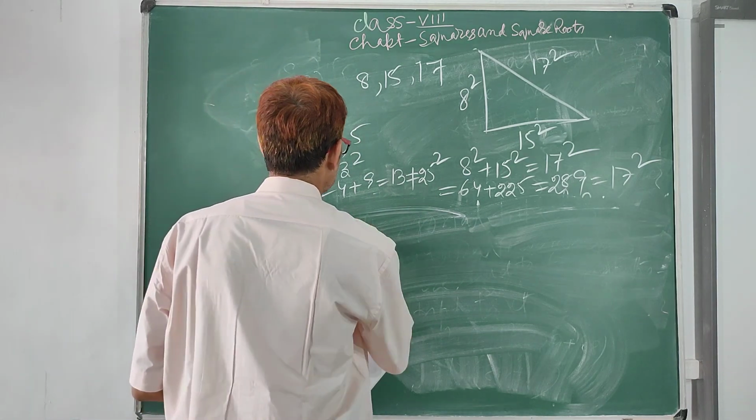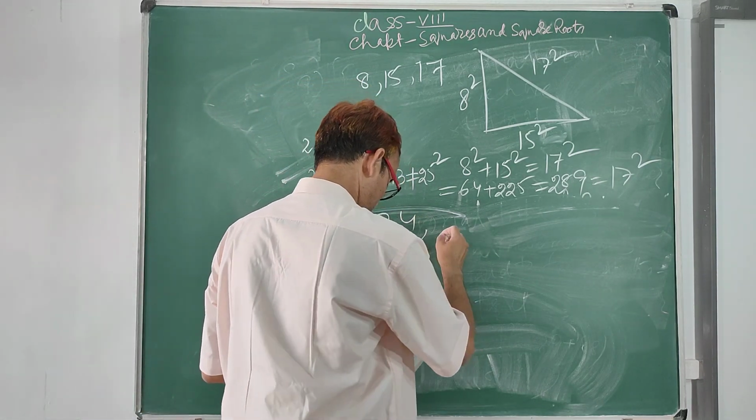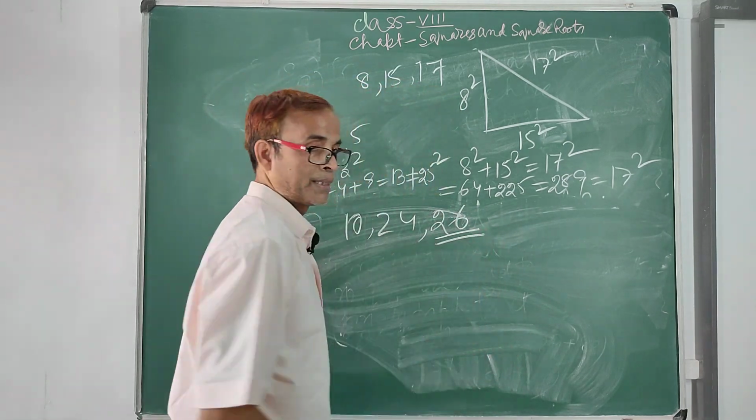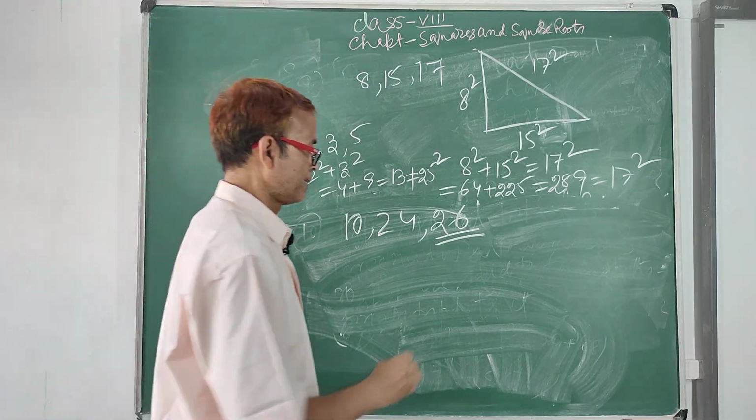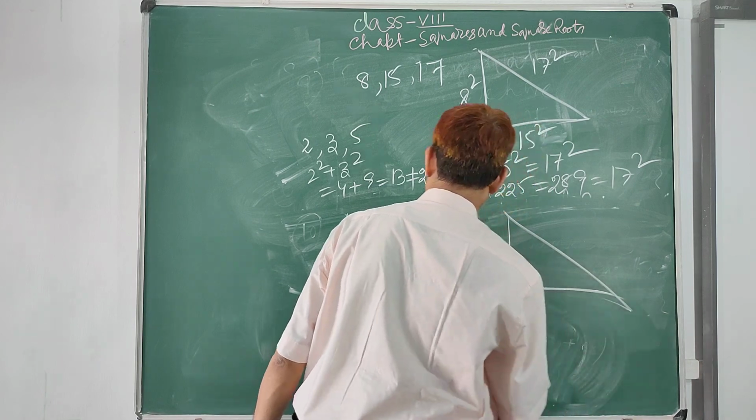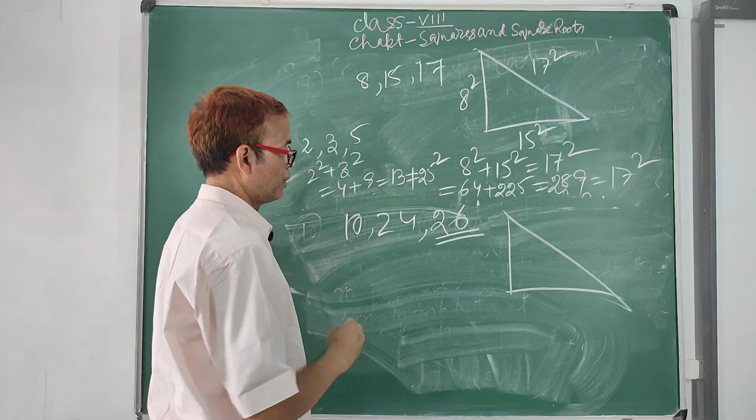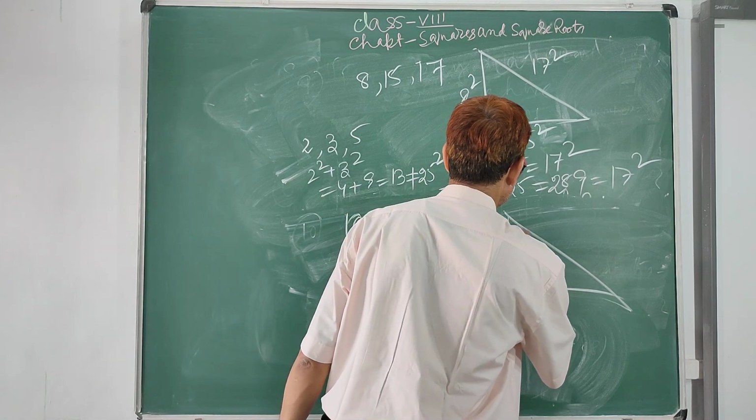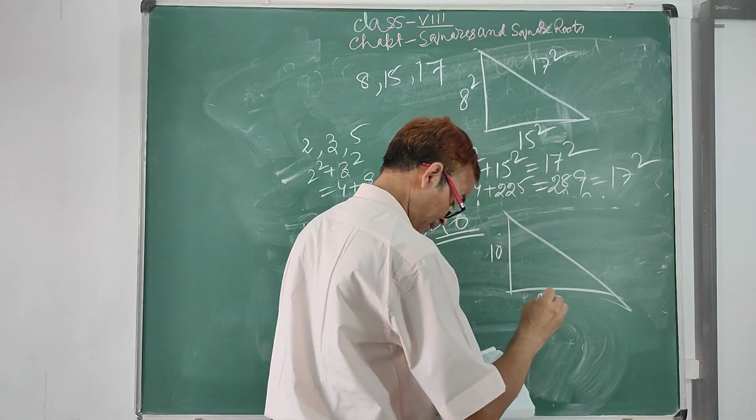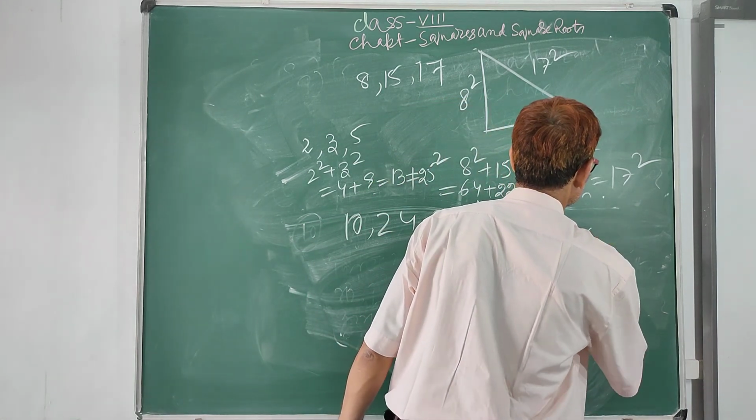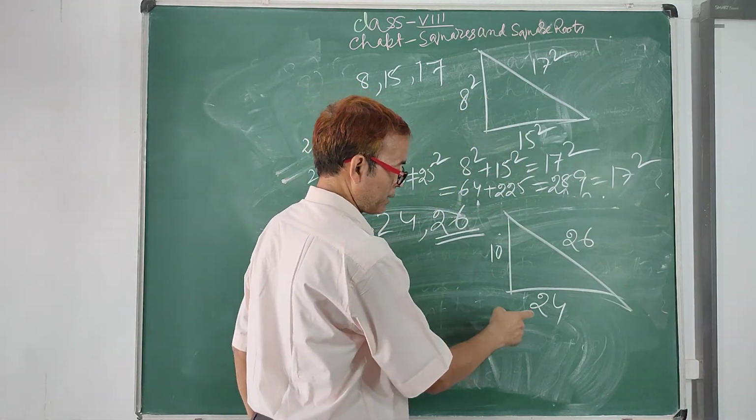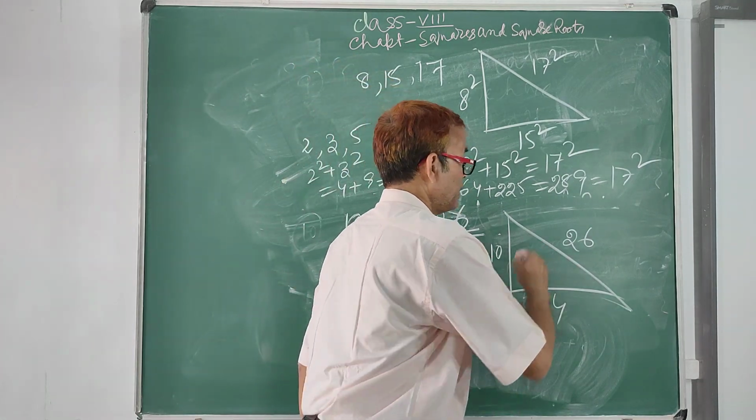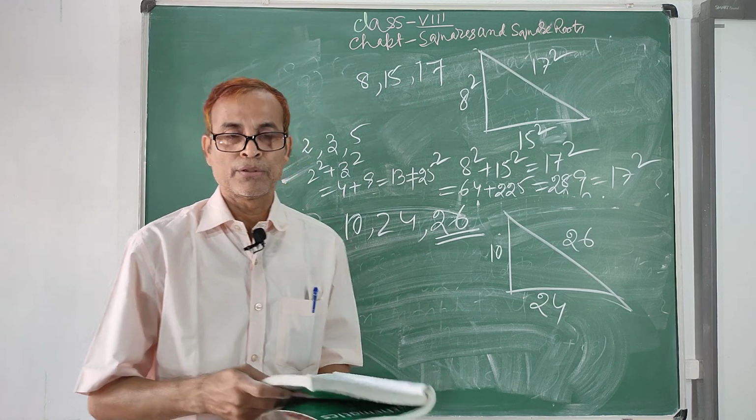Another example is 10, 24 and 26. Here, the largest number is always the hypotenuse of the Pythagorean triplet. Of the other two numbers, one is the base and the other is the altitude. So you may write 10 square plus 24 square equal to 26 square. These three numbers form a Pythagorean triplet.